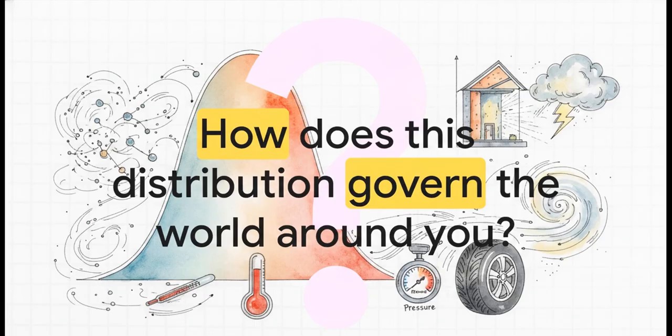It dictates the transfer of heat in your home, the pressure of the tires on your car, and even the unbelievably complex weather systems in our atmosphere. So next time you look at the still air around you, ask yourself, how is this invisible mathematical distribution completely dictating the physical world you experience every single day?